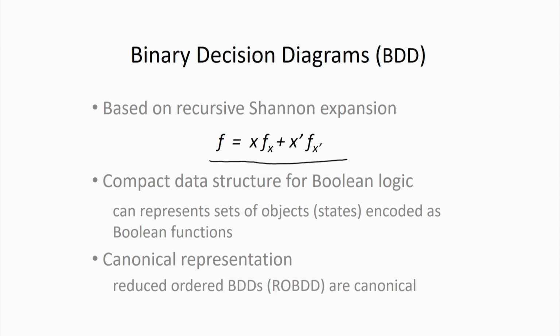Then f can be expressed as f = x f_x + x̄ f_x̄. So, f_x is the functional value when we put x equal to 1, and f_x̄ is the functional value when we put x equal to 0. So, if x equal to 1, then 1 into the values of the function with respect to x equal to 1. When x equal to 0, then x̄ becomes 1, dot the functional values of the function with respect to x equal to 0.